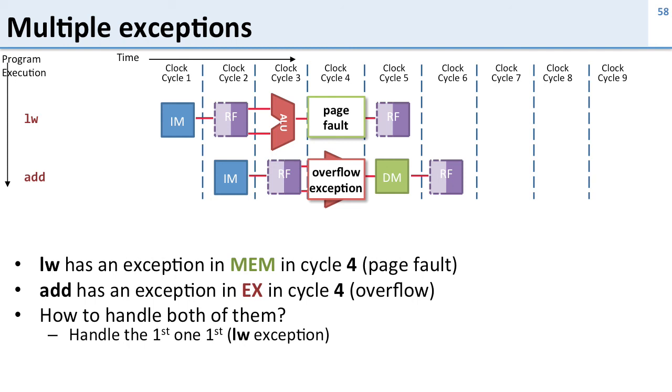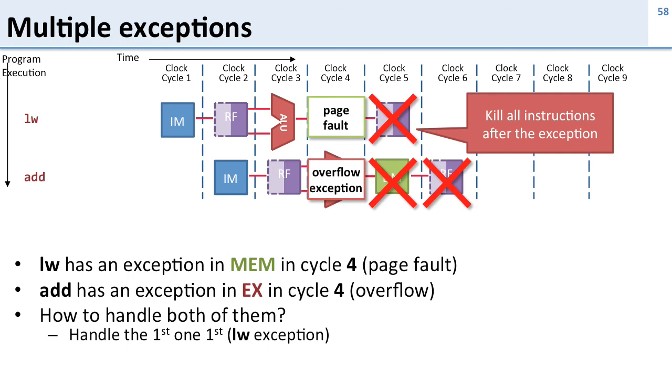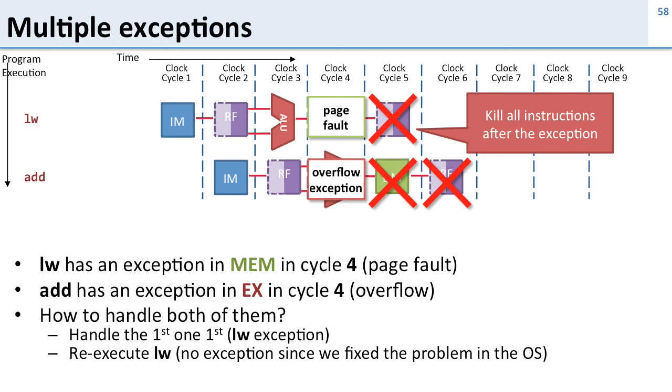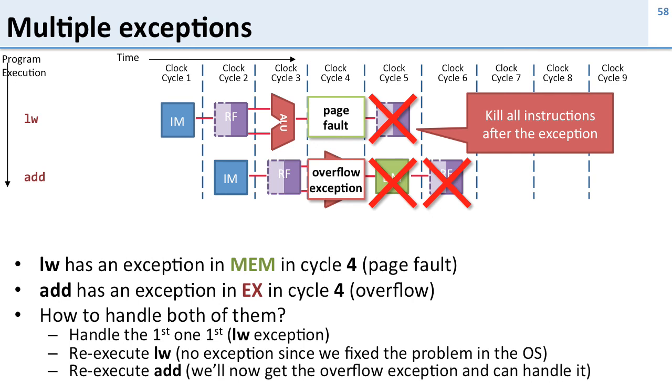Well, what we should do is handle the first one first. So we should handle the load word instruction and take care of that. That means we're going to have to kill the instructions after that. We're going to have to go into the operating system, load the page, and then re-execute load word. Once we've re-executed load word, we're not going to have an exception since the operating system fixed up the page fault. Then we can go on and re-execute add, and now we'll get the overflow exception, but we don't have any others, so we can handle that one by itself.